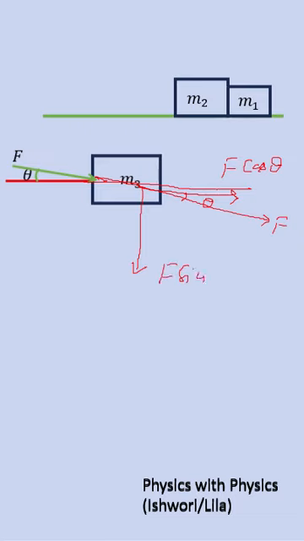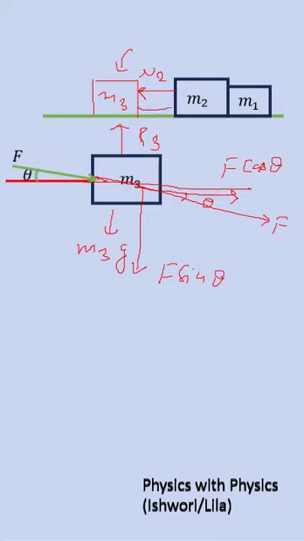The weight m3g acts vertically downward and the normal reaction acts upward. Here is the mass m3. This m2 exerts normal force n2 on m3. In the same way, this m3 exerts normal force n2 on m2 as well.